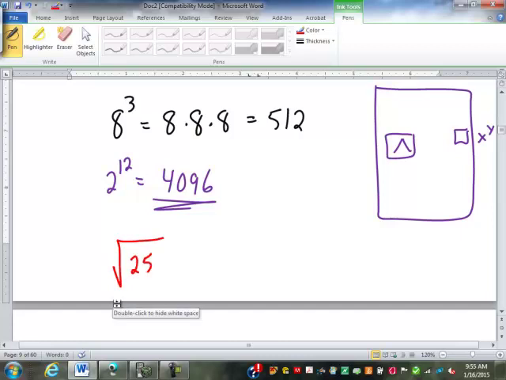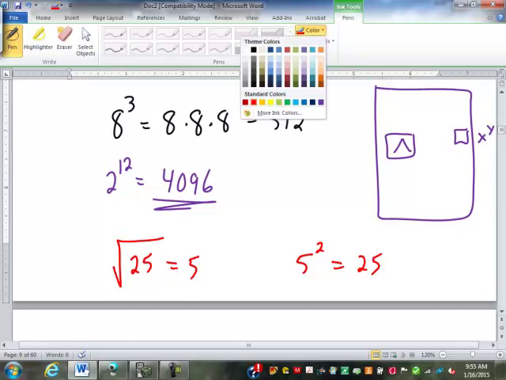Square root. And the square root is actually kind of like addition and subtraction are kind of reverses of each other, and multiplication and division are reverses of each other. A root is actually the reverse of a power. 5 squared equals 25. Therefore, the square root of 25 is 5. Square root and power of 2 are squared, reverse each other.